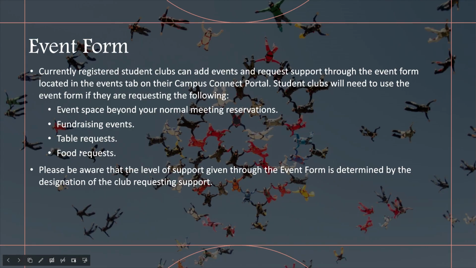First, let's talk about the event form. Currently registered student organizations can add events and request support through the event form located in the Events tab on the Campus Connect portal. Student clubs will need to use the event form if they are requesting the following: event space beyond their normal meeting reservations, funding events, table request, food request, fundraising events. Please be aware that the level of support given through the event form is determined by the designation the club is requesting support within.